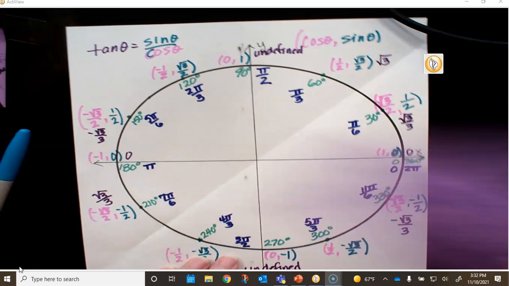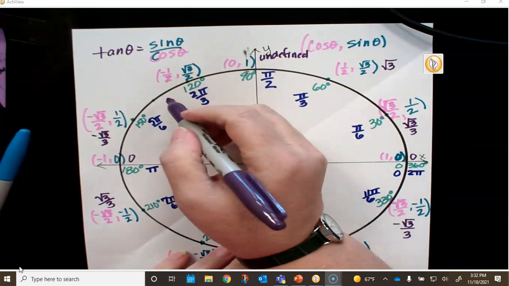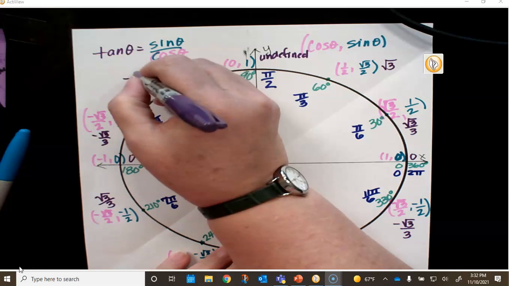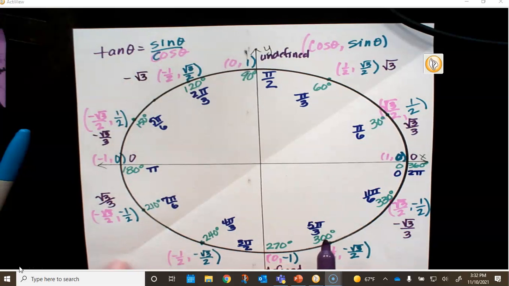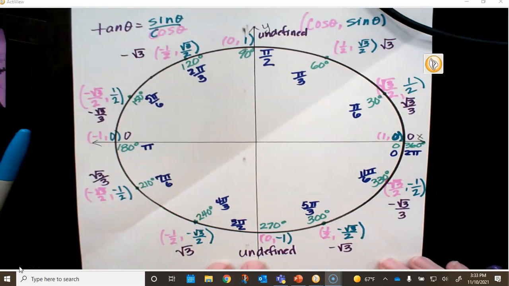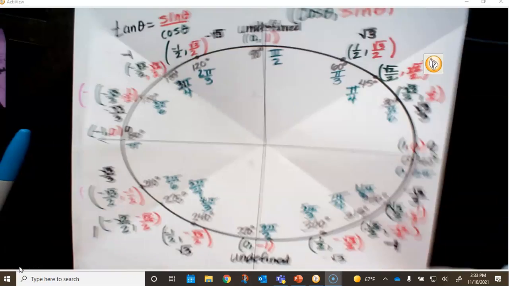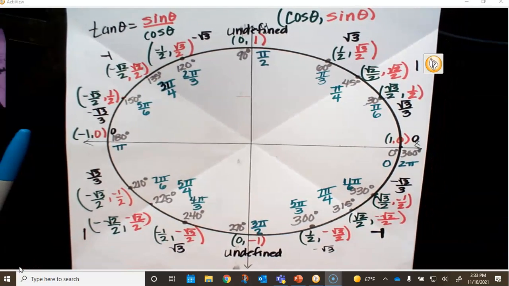So using the same logic we did on the last angle, we can do the same thing here. In the 2nd quadrant, tangent's going to be negative. In the 3rd quadrant, tangent's going to be positive. In the 4th quadrant, tangent's going to be negative. And that takes care of our 30 and our 60 degree multiples. Okay, and then when you put them together, that's what it looks like with your sine and your cosine and everything.